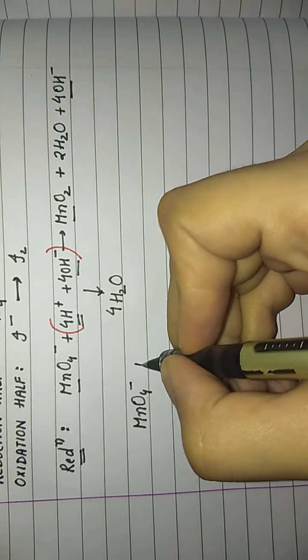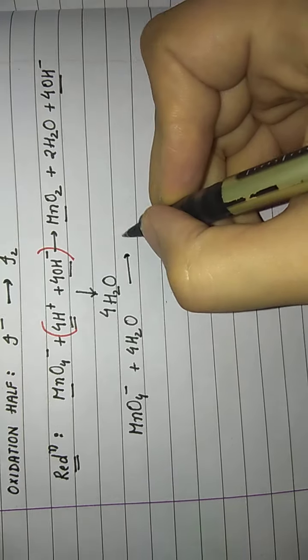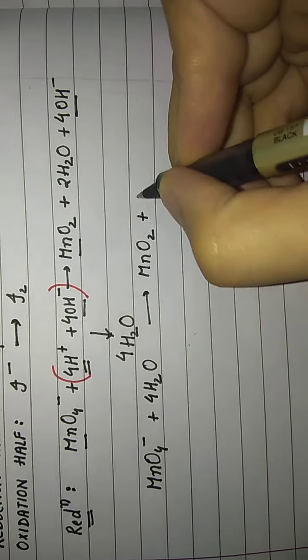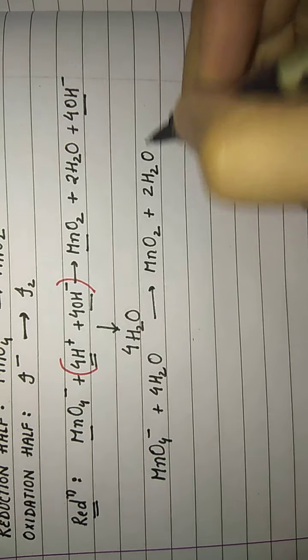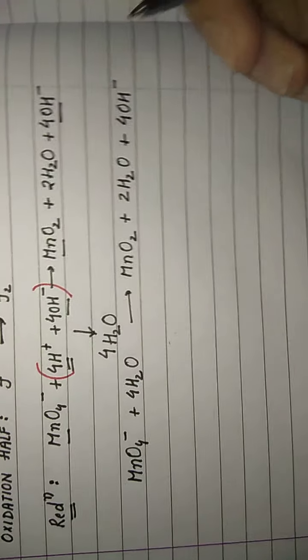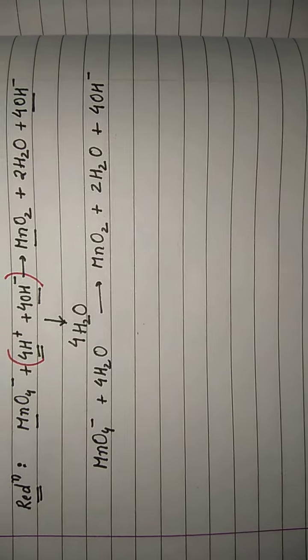MnO4 minus plus 4H2O will give MnO2 plus 2H2O plus 4OH minus. Alright, now my next step will be balancing the charge.